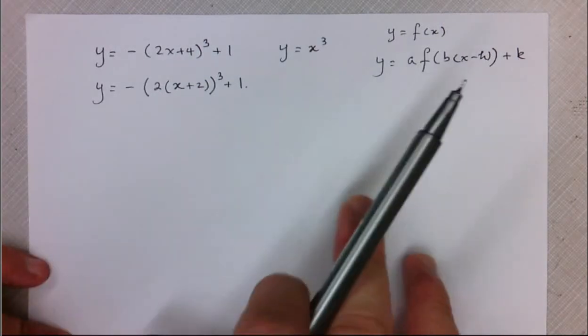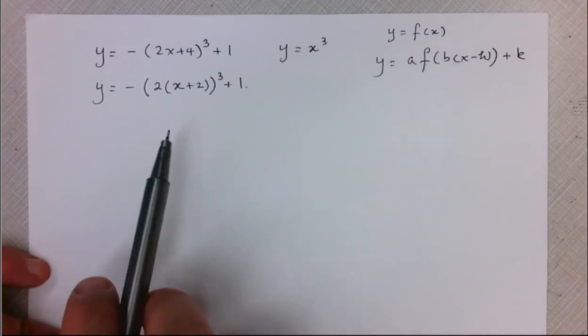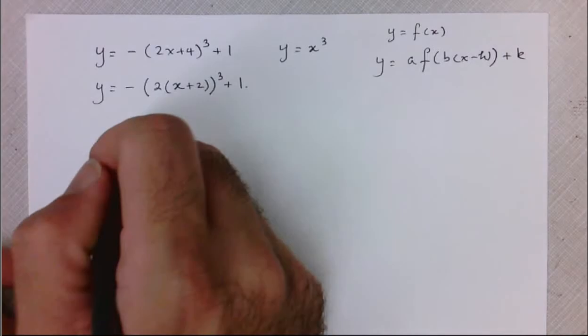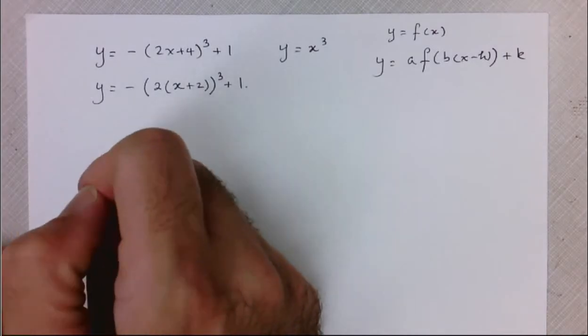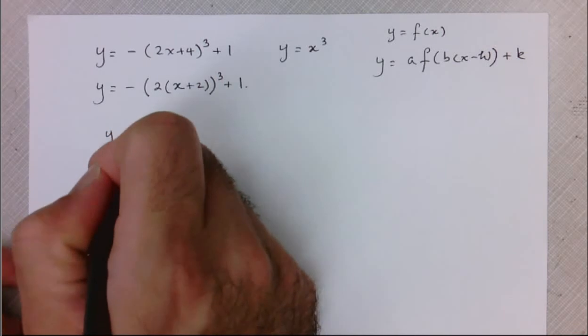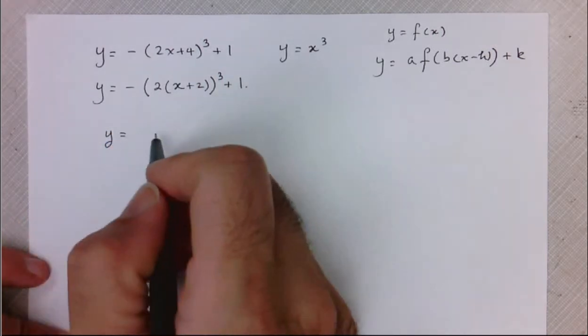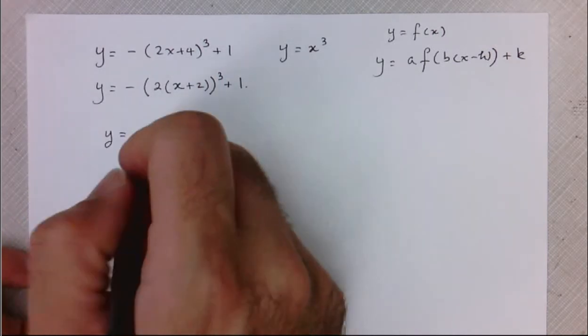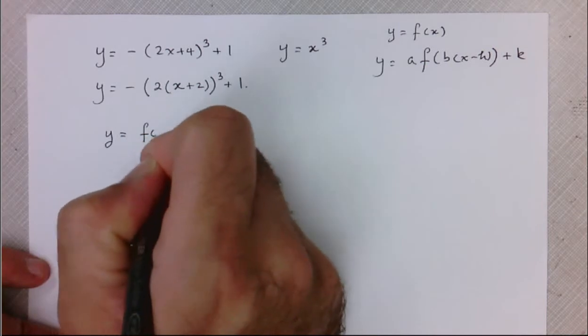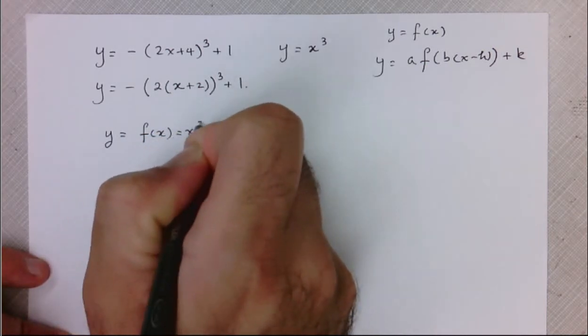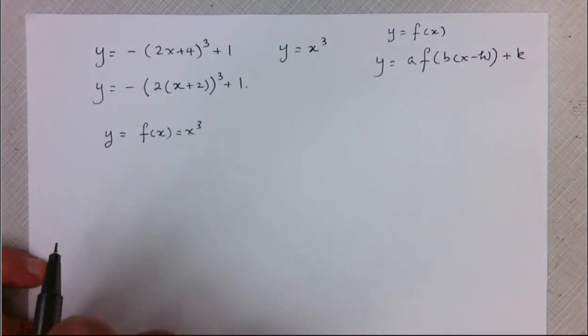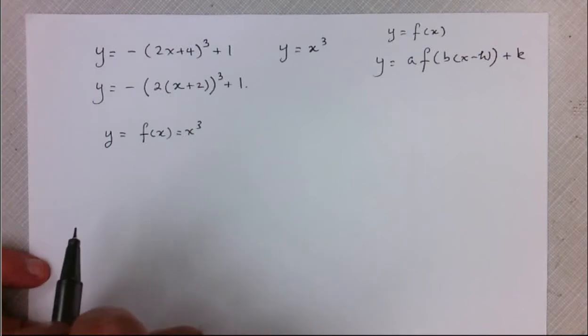Now again, because we're not going to be using transformations too much, I'm just going to use 3 points on my parent function. Okay. Now just so that we see something different, I'll use function notation here. Okay, so I'm going to call x cubed my f at x. Okay, and I'm going to take 3 points.